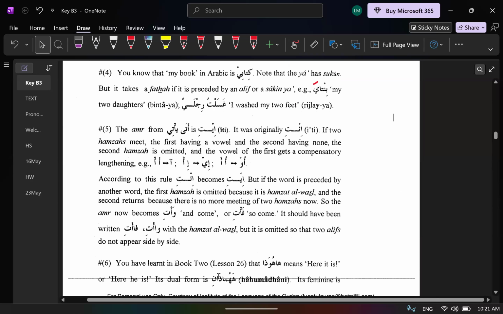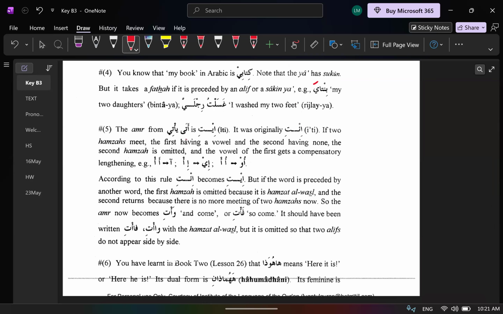This is the amar from atayati. Atayati, when followed by a harf jar bi, means to come with, meaning to bring. Same with to come with something, that means you bring something, right? So to come with or to bring. Is there any amar for this one? Atayati, what will it be? That is what we are learning over here. The amar from atayati is iti.